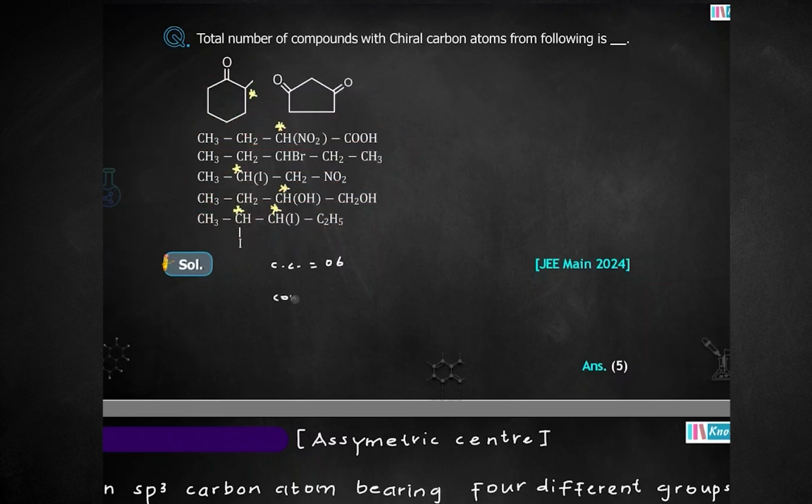So compounds are 5, because this molecule doesn't have any chiral center, and this molecule doesn't have any chiral center. So there are 7 compounds they gave, out of which 5 compounds have chiral centers, 2 compounds don't, and the 5 compounds have 6 chiral centers in total. Got it? So the total number of compounds they ask, the answer is 5. But if they ask the total number of chiral centers, then the answer will be 6.